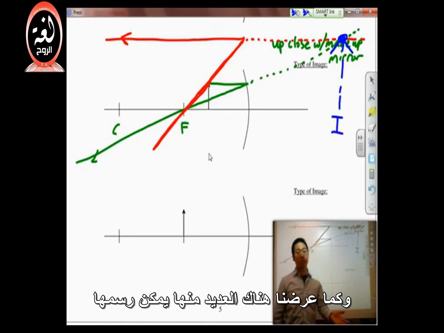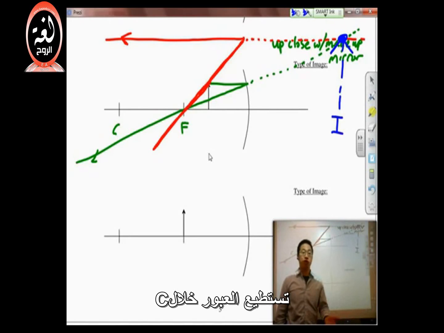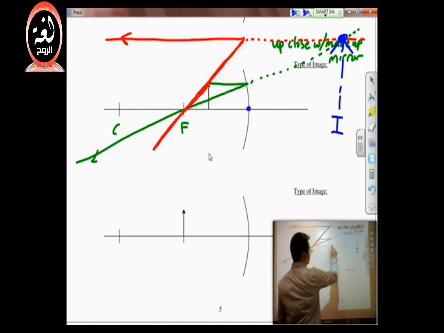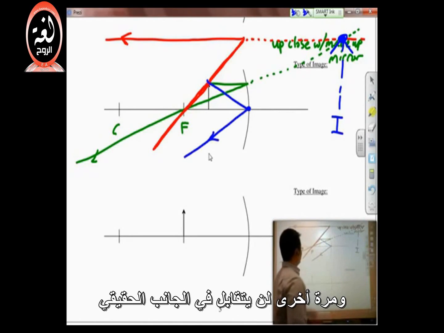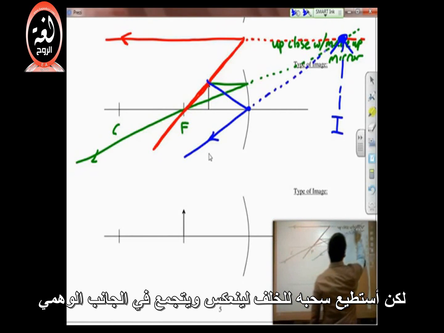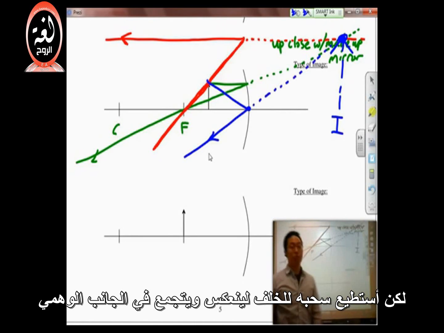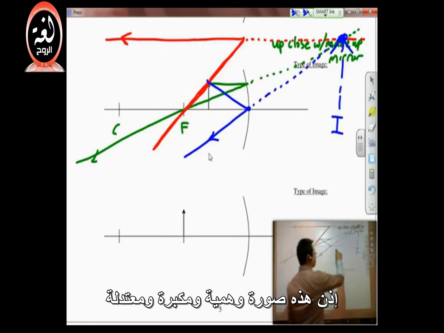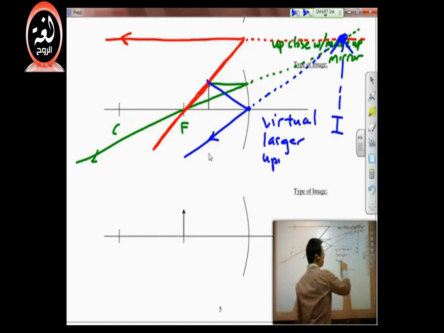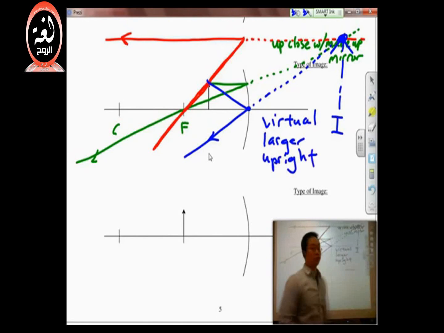As a check, there's several you could do. You could go through C. You could draw it to the center of the lens. In this case, I'll draw it to the center of the lens. I'll draw it right here as my check. It goes there, and normally it bounces back at the exact same angle, which again won't meet on the real side. But I know that if I pull back that reflected ray, it will meet on the virtual side. So this is a virtual, larger, and upright image. Okay, and that's what you guys should be drawing right now as well.